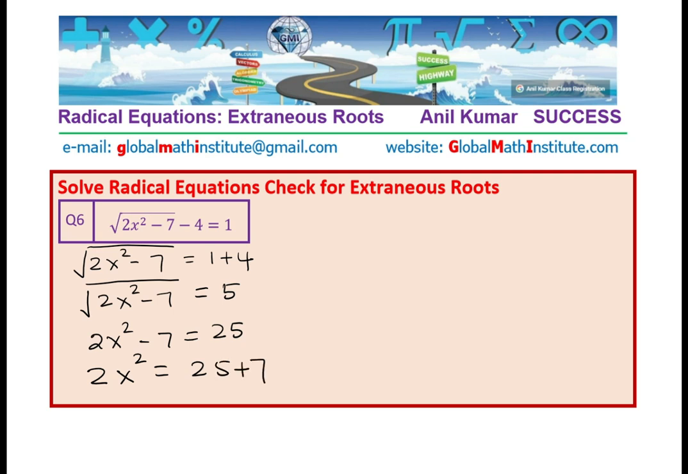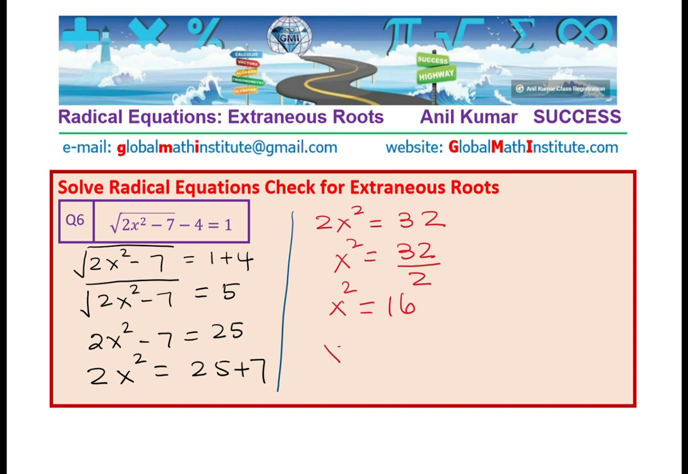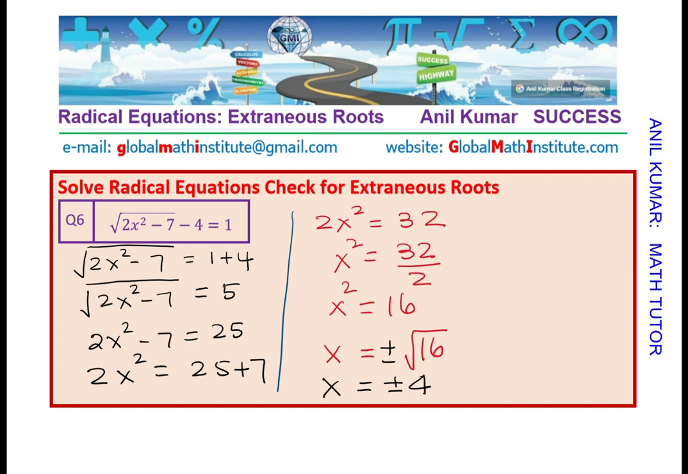So that gives us 2x squared equals 32, 25 plus 7. And x squared will therefore be 32 divided by 2, or we can write x squared equals 16. So that gives us x equals square root of 16. Remember one thing, whenever you do square root, always use both plus and minus. So we get two possible solutions. One is plus 4, the other one is minus 4. So we have two solutions in this particular case.